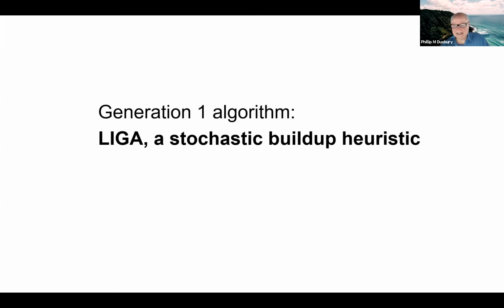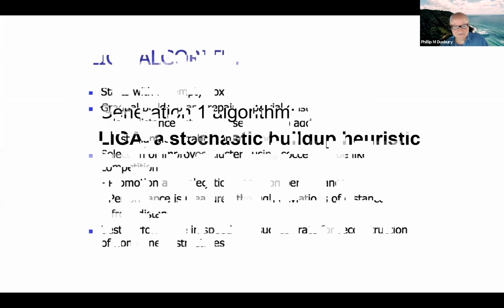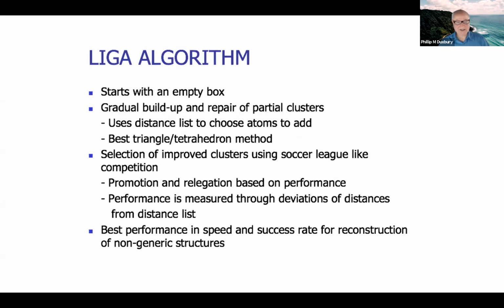So let's talk about the Liga algorithm and how that works. It's a stochastic build-up algorithm, and that's how we treated all the errors in the problem. So it starts with an empty box. We gradually build up and repair partial clusters. That means clusters that are smaller than the full size 60. We use the distance list to choose atoms to add. And it's a lot like k-lateration, but we didn't call it that back when we were doing this. And we try to find the best triangle or tetrahedron to add at each step in the process, which again is similar to k-lateration.